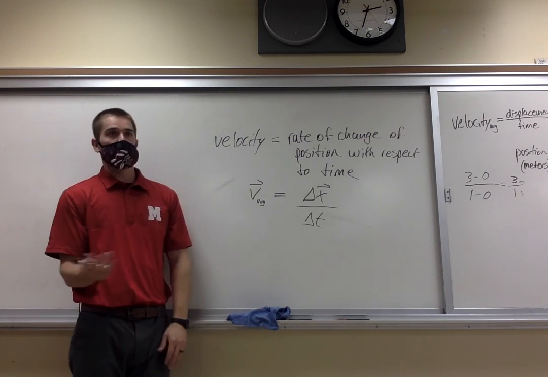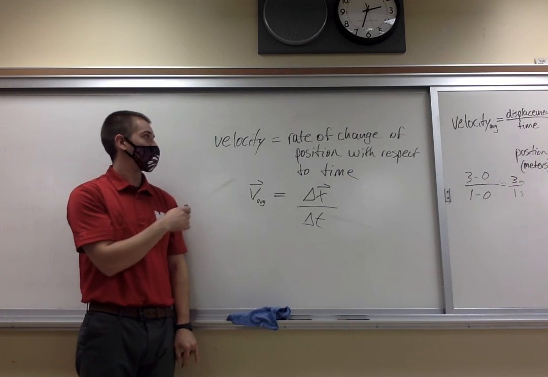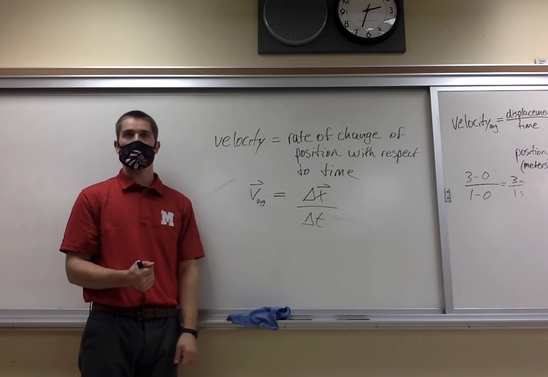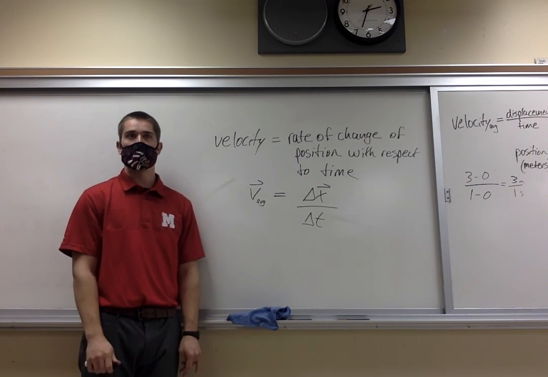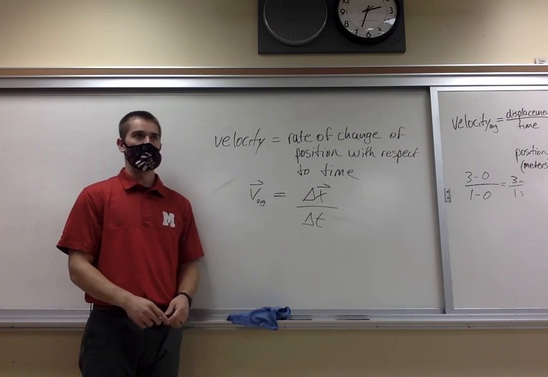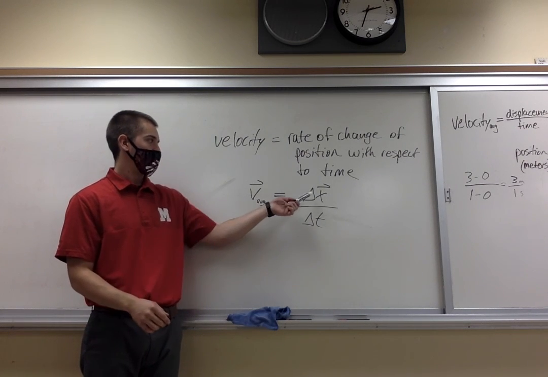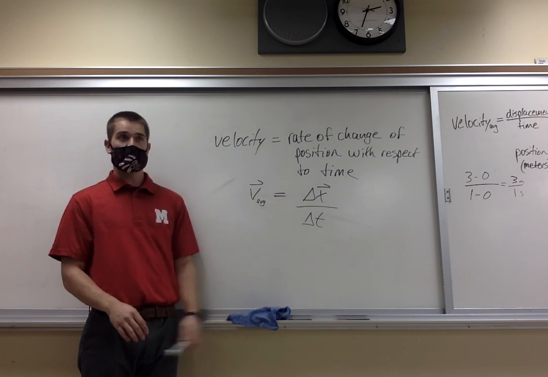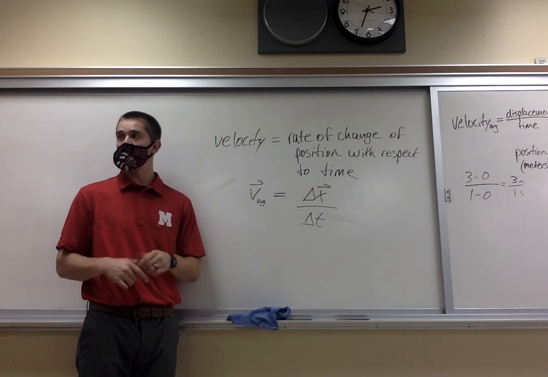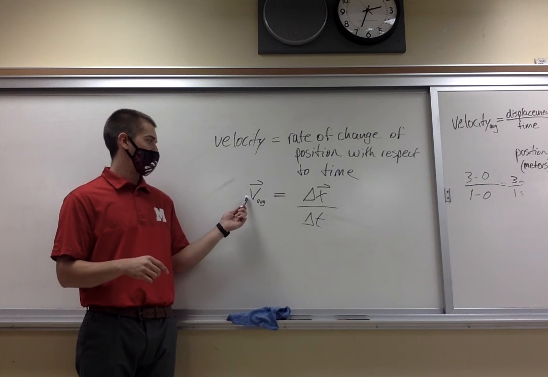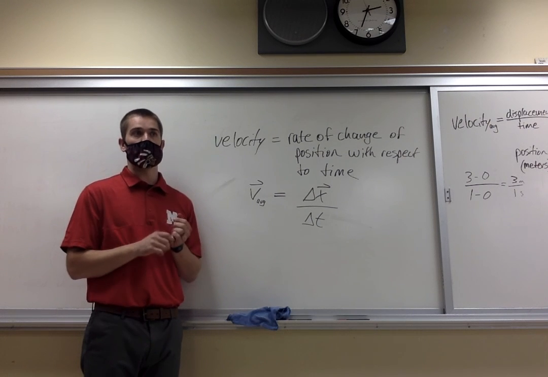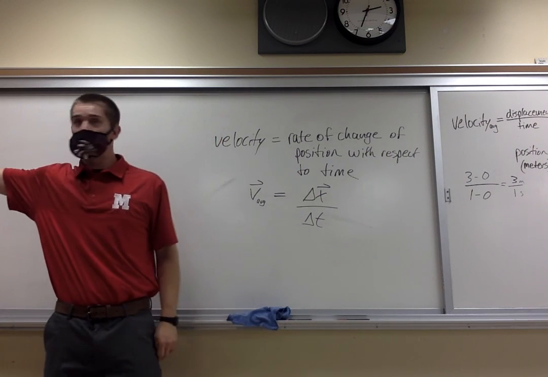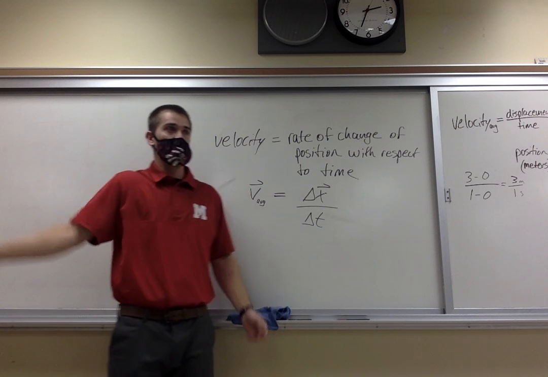The actual definition of velocity is the rate of change of position with respect to time. Translation: how does position change over time? That's all velocity is, how much your position changes with time. The mathematical way we write that is displacement over time. Displacement's a vector. It has a direction. You need to define a direction in order to have an accurate displacement, and therefore the average velocity is also a vector. You're traveling at 5 meters per second or negative 5 meters per second. It needs a direction.